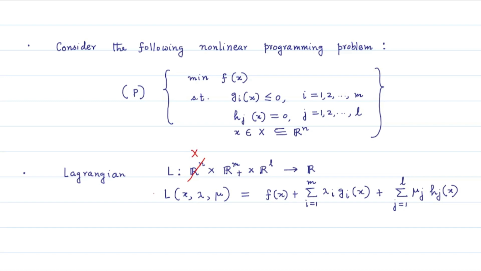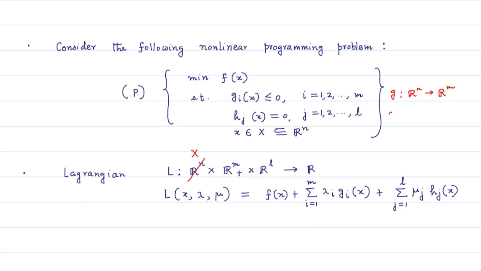We notice that this Lagrangian function capital L can also be written in a compact manner in the vectorial form as follows: if I consider a vector valued function g from R^n to R^m, where the ith component of this function g is g_i over here.